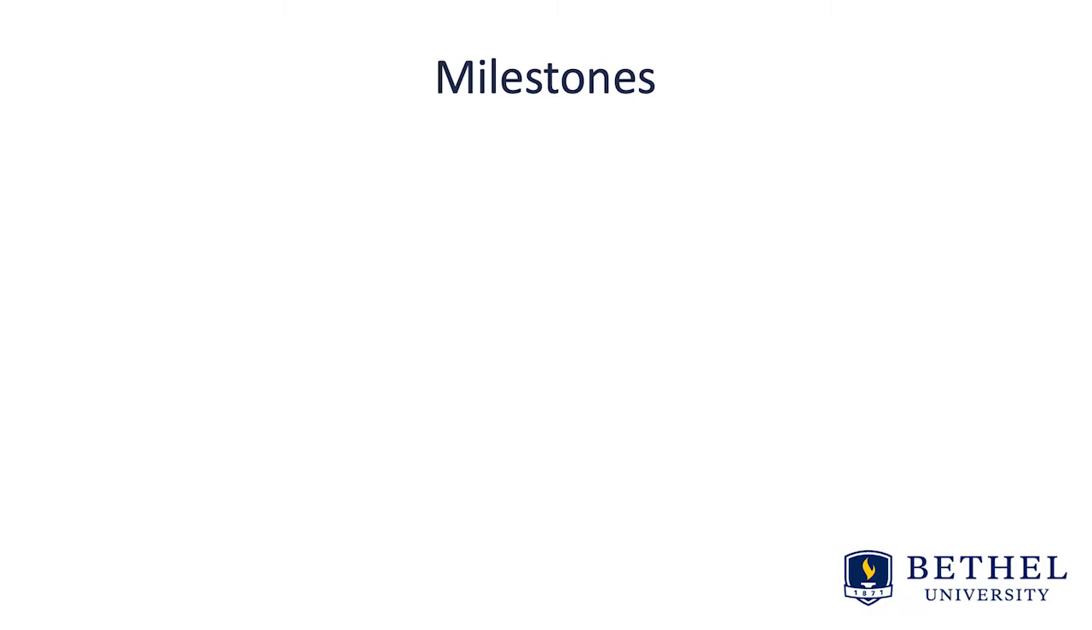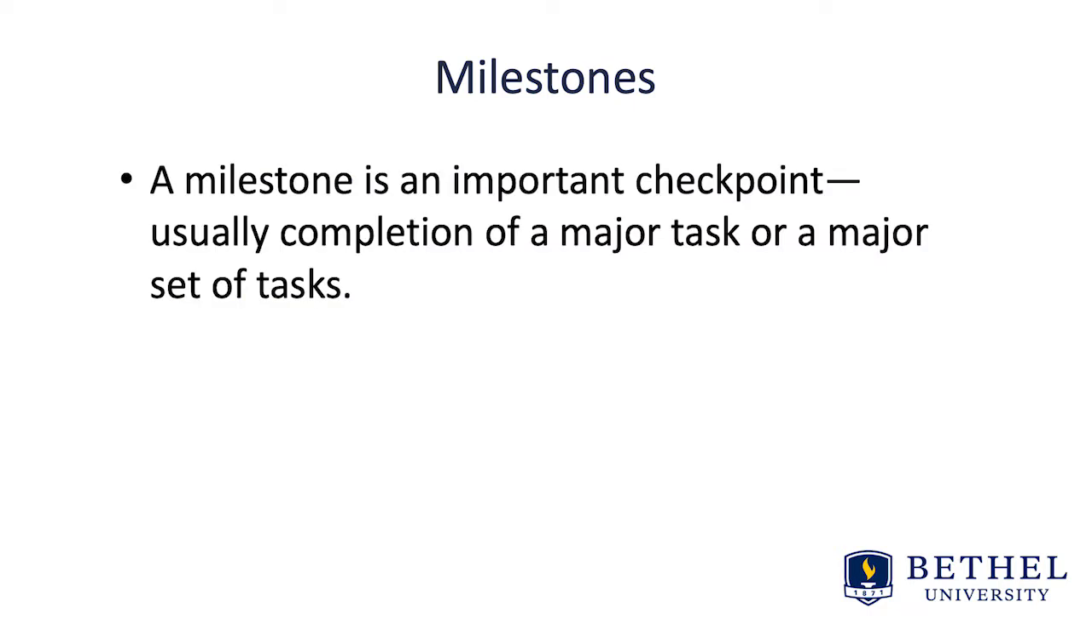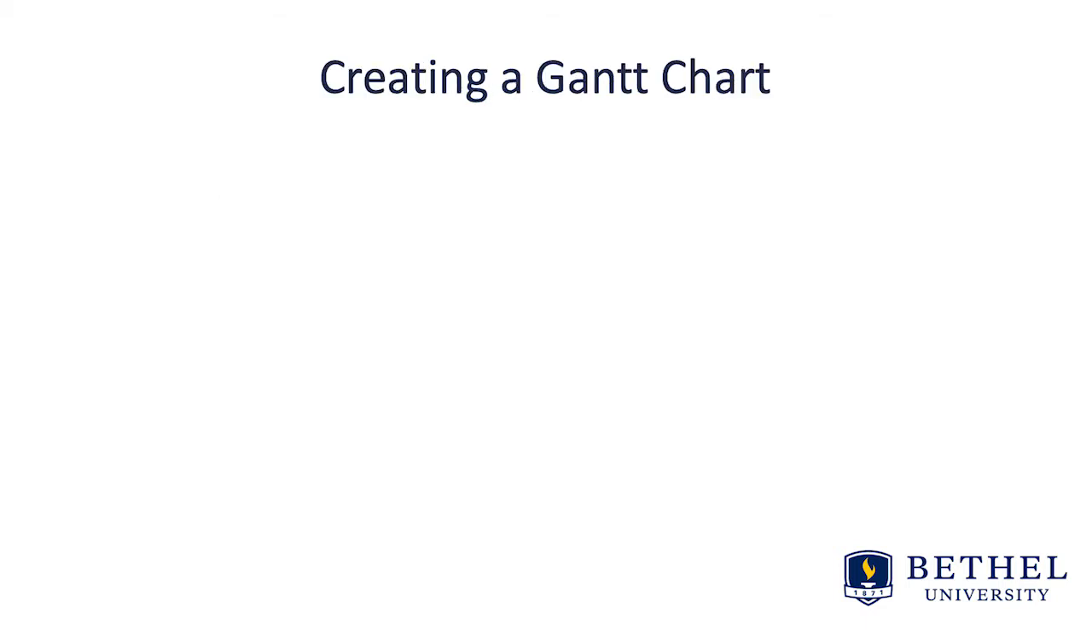Let's talk about milestones. Milestones are very important checkpoints. They usually represent the completion of a major task and or a major set of tasks. Target dates will be set later, but a milestone basically gives you a pulse on how the project is going. Let's talk about creating a Gantt chart.